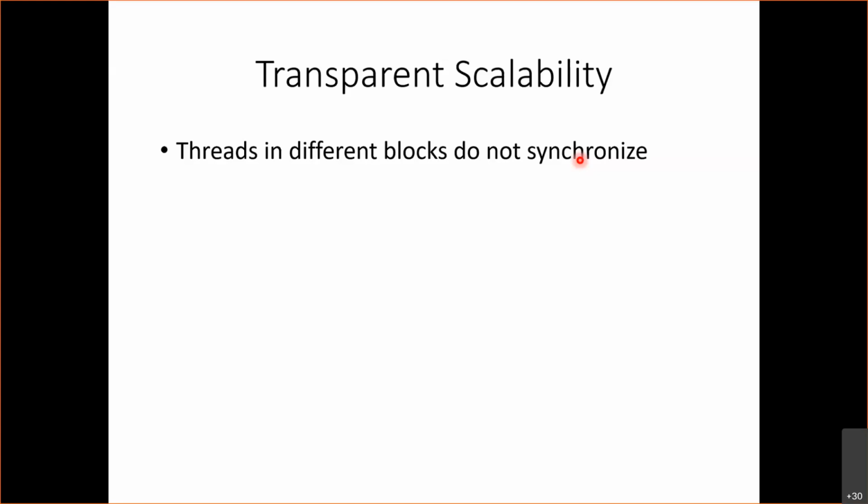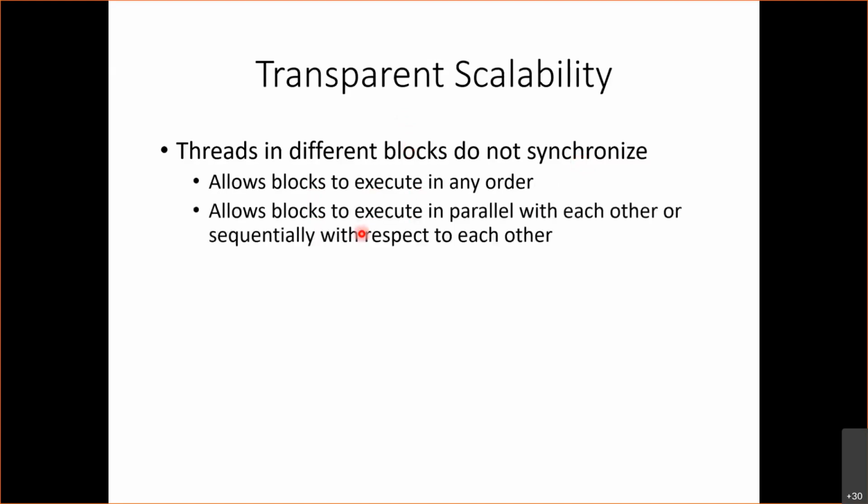What I mean by the blocks being independent, not talking to each other, not collaborating with each other, is that these blocks can execute in any order. It doesn't matter what order they execute in. And more importantly, these blocks can execute in parallel, or they can execute sequentially with respect to each other. So if I have 128 thread blocks in my grid, I can execute them from block 0 to 127, or from block 127 to block 0, or in any random order that I want. I can execute them all in parallel, or I can execute some of them and then execute the others.